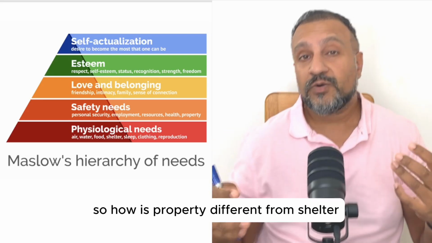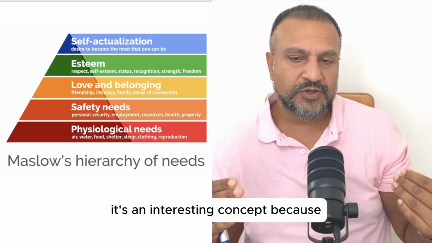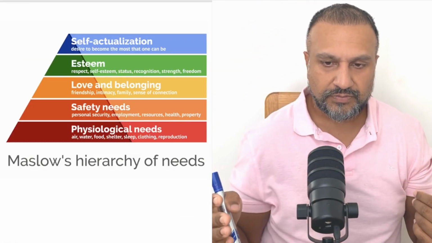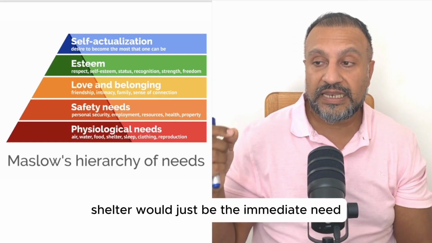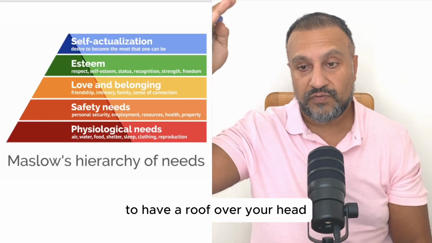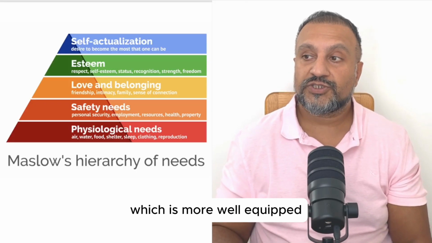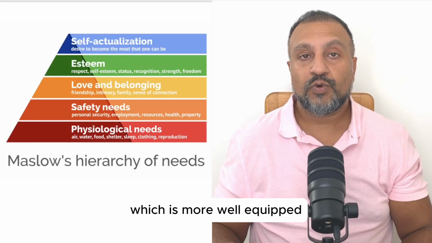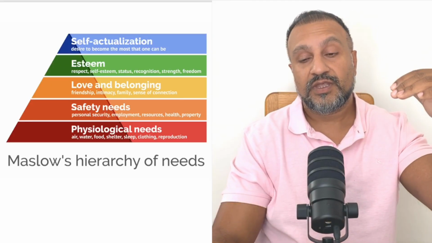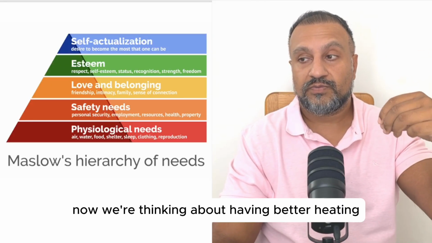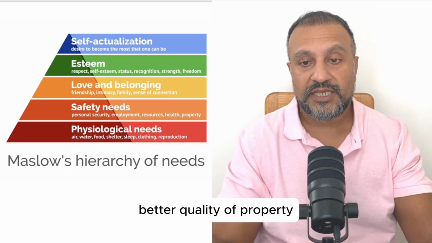Property. So how is property different from shelter? That's an interesting concept, because shelter would just be the immediate need to have a roof over your head. Then property would be something which is more well equipped. So you've met that basic need. Now we're thinking about having better heating, better quality of property.